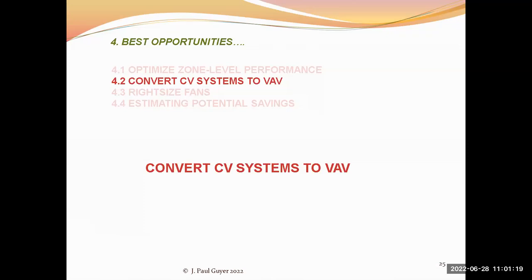The big opportunity to improve energy efficiency in an older building with an older, typically constant volume HVAC distribution system is to convert the system to a VAV system. But this needs to be done, again, it's a significant redesign issue for the mechanical engineer, and it needs to be a mechanical engineer that's got good experience in this area.